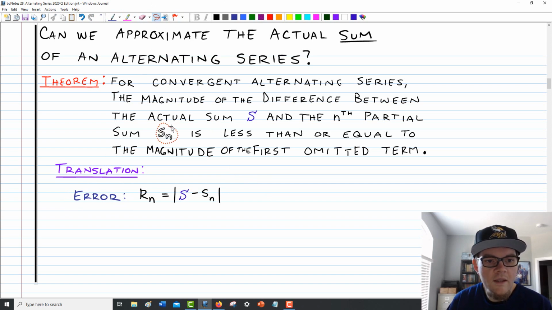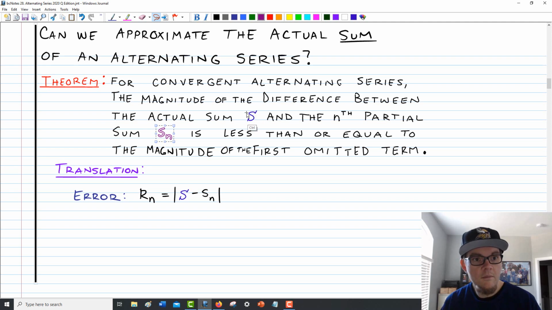Second, we've got this partial sum, s sub n. So let's go ahead and paste this in right there.